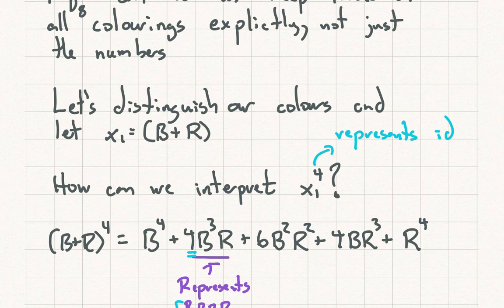All blue, there's 4 colorings, which are 3 blue and 1 red. 6 colorings that are 2 blue and 2 red. 4 colorings are 3 red and 1 blue. And there's a coloring that is all red that are fixed by doing nothing. And that is, of course, all of our colorings.